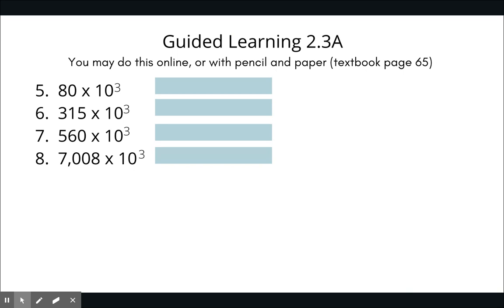You're going to go ahead and do the guided learning now. In your textbook on page 65, you can write your answers down on paper. Go ahead and pause the video, and when you're done writing your answers down and checking your answers, you can start the video again.